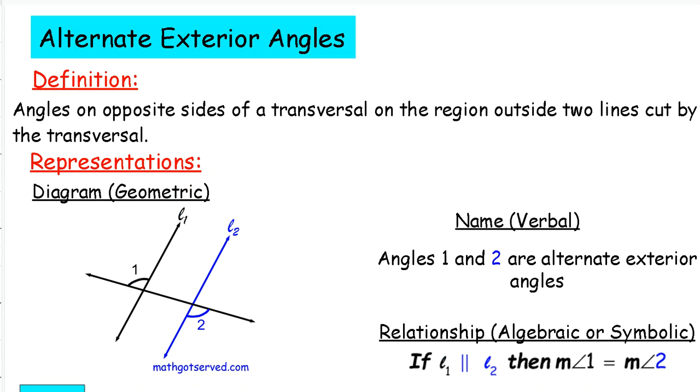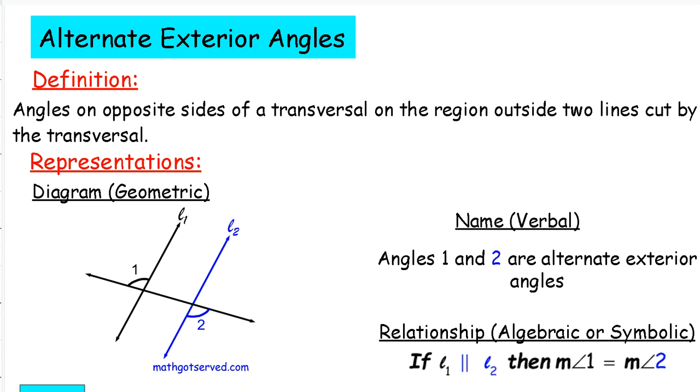All right, the next angle pair definition that you need to know is alternate exterior angles. Okay, similar to what we just talked about concerning alternate interior angles. Now the definition of alternate exterior angles is as follows: angles on the opposite sides, alternate sides, of a transversal in the region outside, or in the exterior, of two lines cut by the transversal. That's what alternate exterior angles mean. If you examine the name word by word, you should be able to identify it.